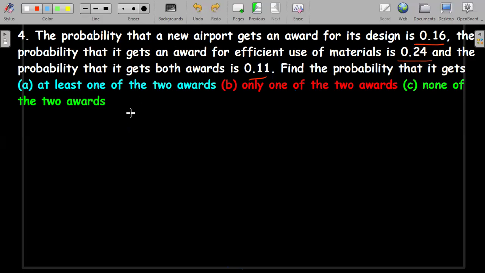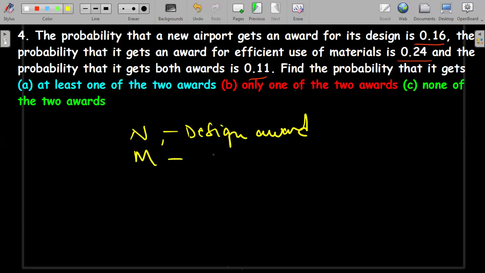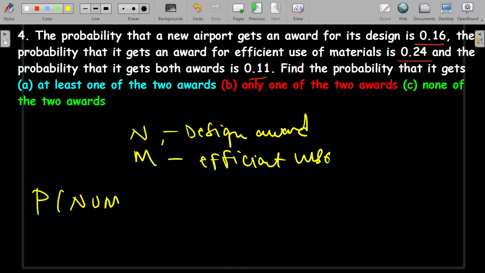So we're going to say, let the event of getting an award for design be N. So this one, design award. And then let M be the event of getting an award for efficient use. So when they say the probability of at least one of the two awards, they just simply mean the probability of N union M.